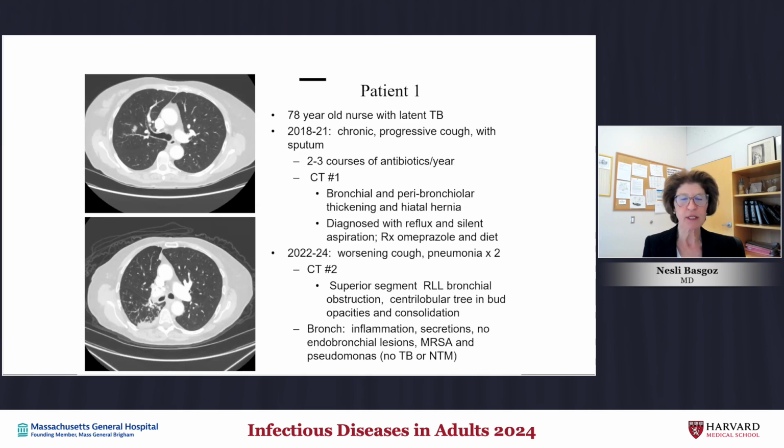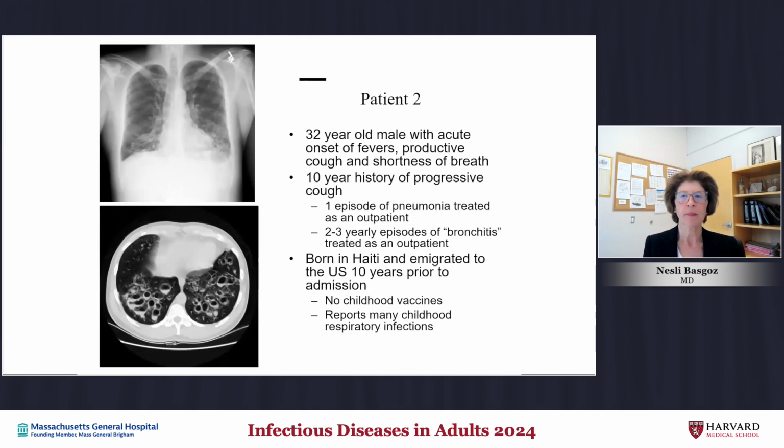However, her symptoms worsen, and she has 2 episodes of pneumonia. Her second episode is when you're seeing her, and the CAT scan here shows obstruction of the superior segment of the right lower lobe, with centrilobular, you see these tree-in-bud opacities, but also distal consolidation. She undergoes bronchoscopy, which shows inflammation in the airways, copious secretions in this segment, no endobronchial lesions, and the culture grows MRSA and Pseudomonas.